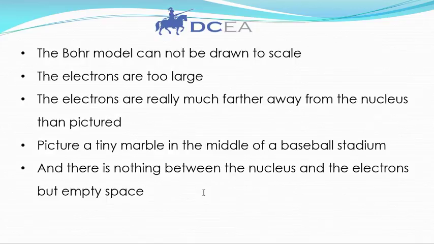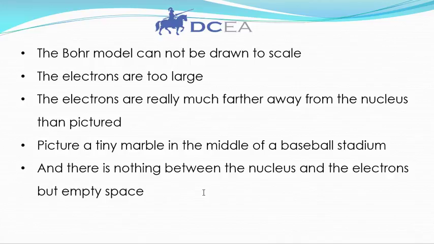The Bohr model also can't be drawn to scale. In the models that we see, the electrons are actually too large, and in reality, the electrons are much farther away from the nucleus than pictured. An example in your text was a tiny marble in the middle of a baseball stadium. The upper seats in the stadium would be the electron orbits, and that is quite far away.